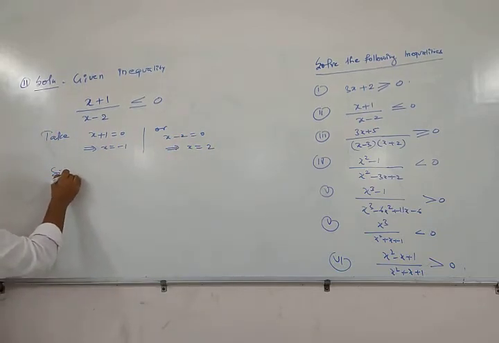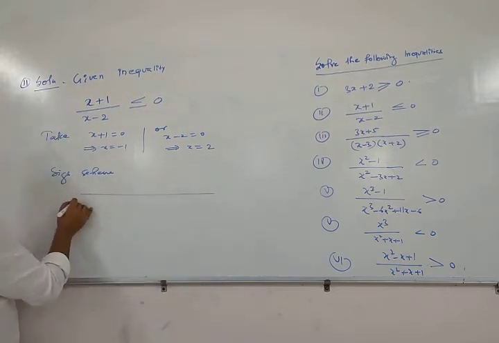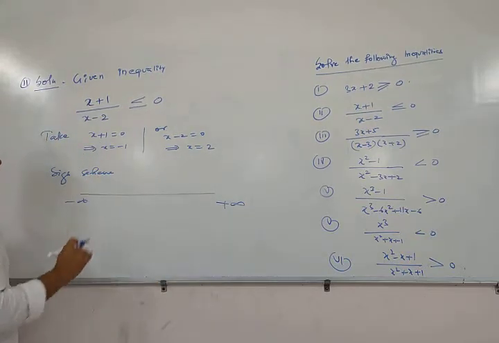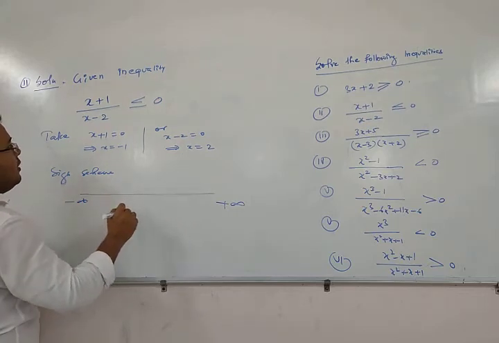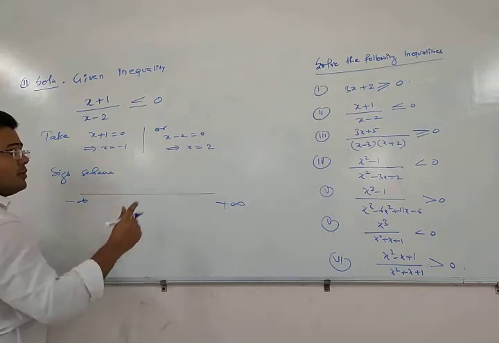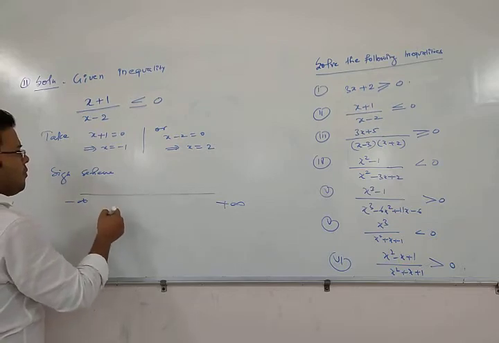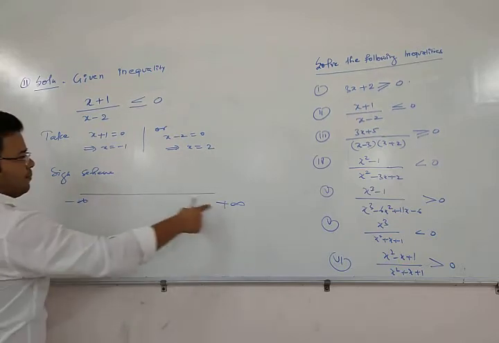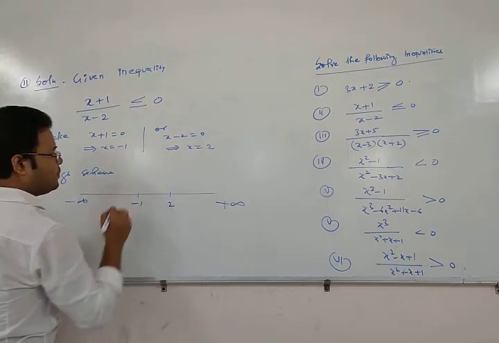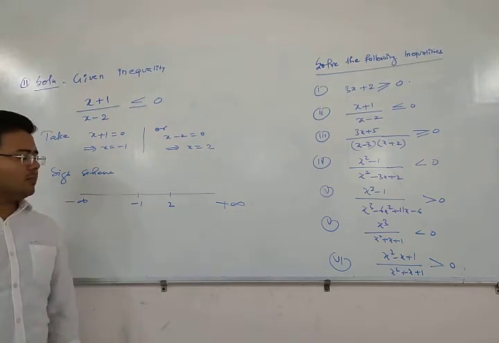So sign scheme, it is like this, sign scheme. This is the real number line. This is minus infinity. This is plus infinity. You can write minus 1 here and 2 on the right side of minus 1. Okay.